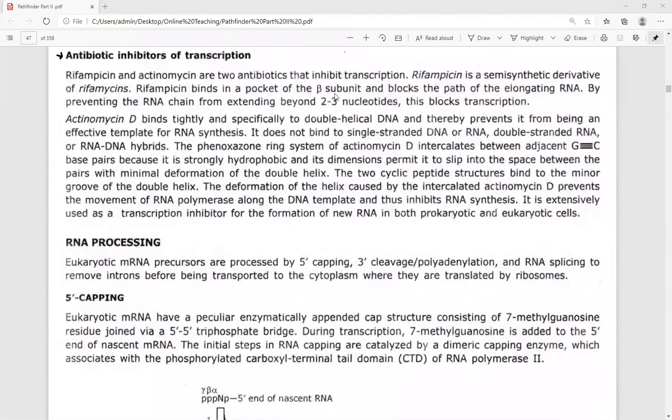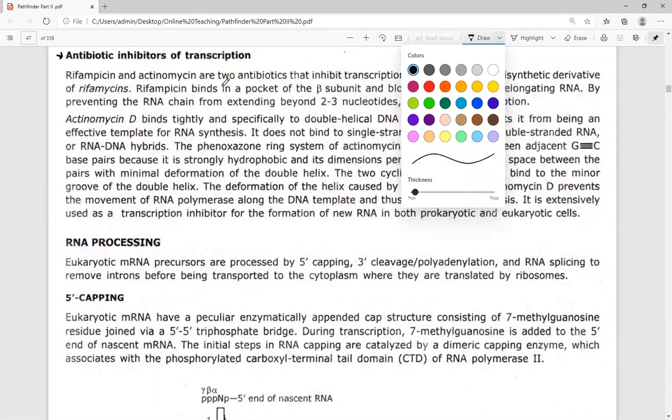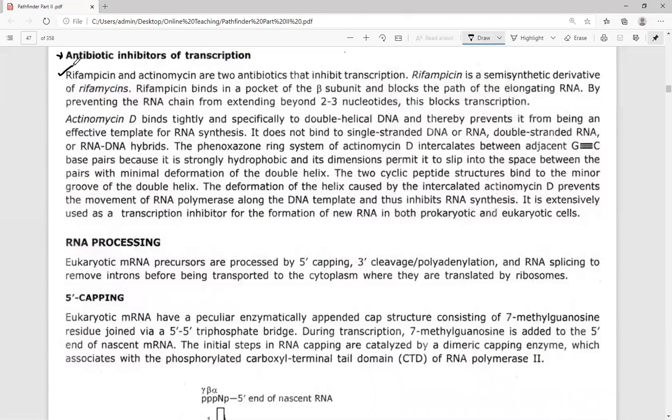Now there are two antibiotics from which different questions have been asked. And what are those two antibiotics and how have the questions been asked? One is referred to as rifamycin, another one is referred to as actinomycin. These are the two antibiotics that inhibit the process of transcription. Rifamycin, which inhibits transcription, is a semi-synthetic derivative from rifamycin, a plant product.